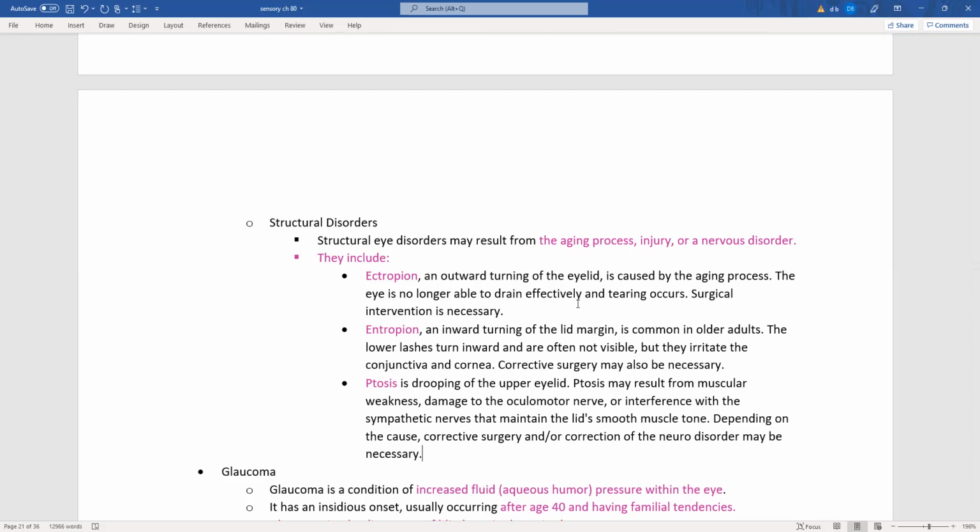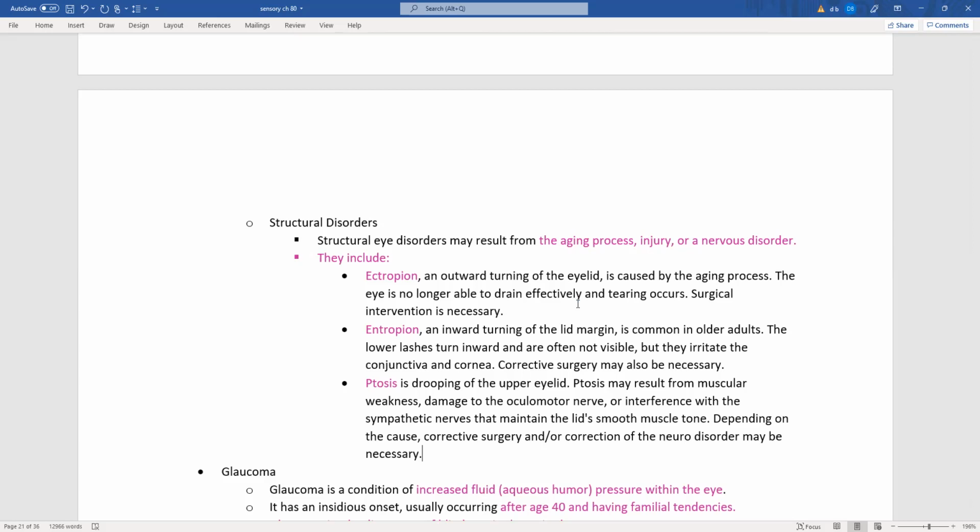And corrective surgery may also be necessary. Then you got ptosis. We know that's the drooping of the upper lid. Ptosis may result from muscular weakness, damage of the ocular motor nerve, or interference with the sympathetic nerves that maintain the lid's smooth tone. Depending on the cause, corrective surgery and/or correction of the neuro disorders may be necessary.